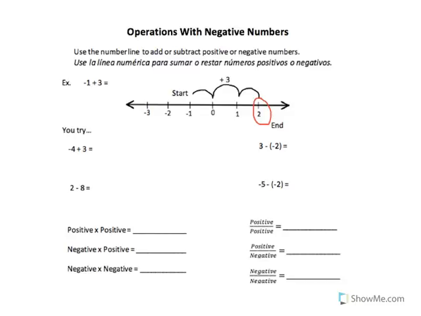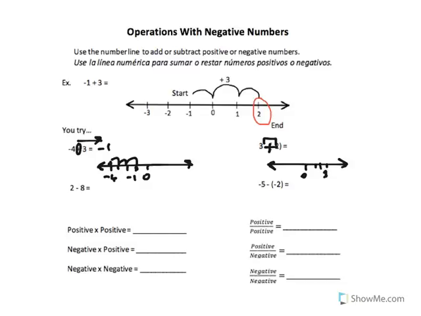Let's try these questions. -4 plus 3. On the number line, we start at -4. It's plus, so we move to the right. 1, 2, 3. The answer is -1. Here, 3 minus -2. Remember, when we have this, it becomes a plus.